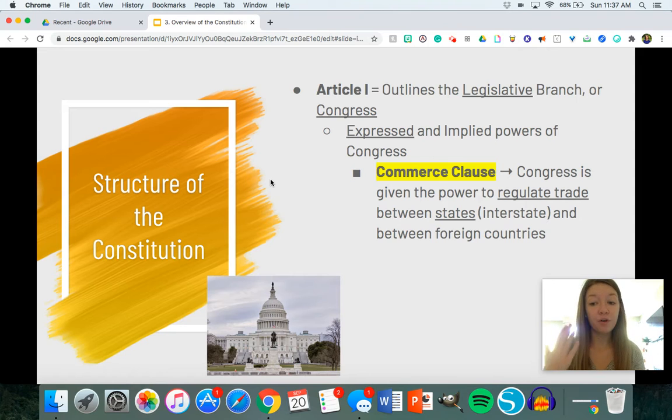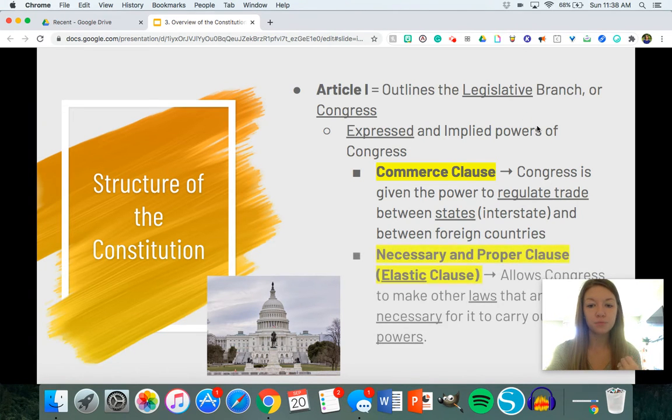And one of the very, very big ones that you guys need to know is the Commerce Clause. And commerce is a fancy word for trade. So Congress, in Article 1, is given the power to regulate trade between states and between foreign countries. So it's regulating what we call interstate trade, and then trade with the US and between other countries. This is a fix from the Articles of Confederation, where the states were responsible for commerce. So now we're giving Congress that power.